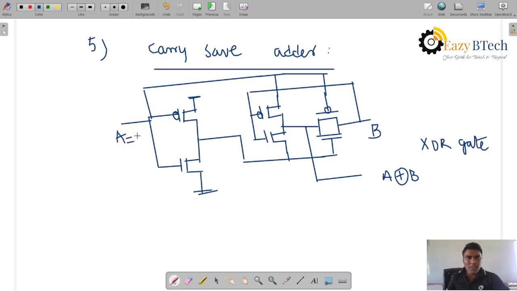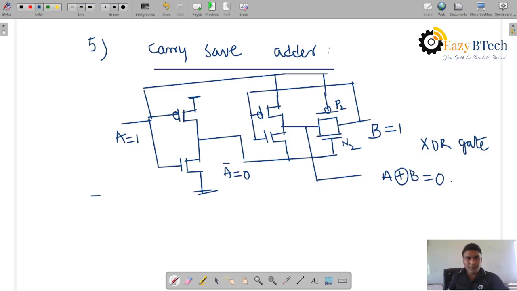So A is equal to 1: PMOS is off, NMOS is on. A complement is equal to 0, and 0 goes to here. Let us take this P2 and N2. If B is equal to 1, this will be off and this will be on, so it is a ground connection. When it is on, 0 will connect over here as a ground connection. Then A exclusive B is equal to 0.